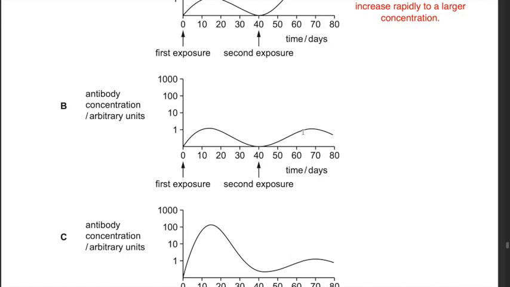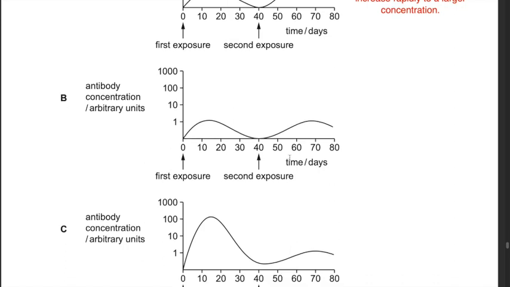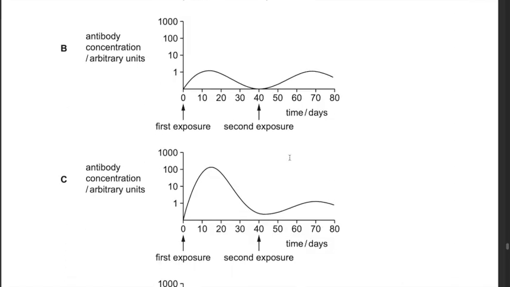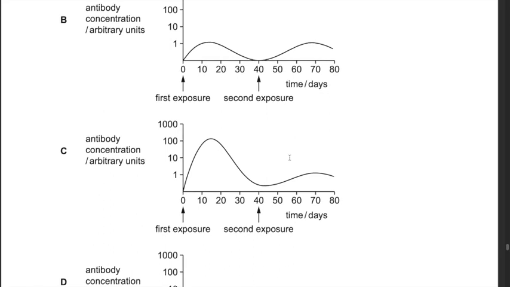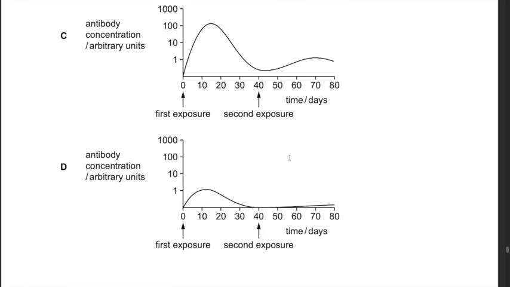If you look at B, there is no rapid rise, as both have similar looking concentrations. C. After the second exposure, there is less antibody concentration than the first exposure, which cannot be true. Therefore, C is incorrect. And at D, after the second exposure, there seems to be very little antibody concentration. Hence, D is also incorrect.